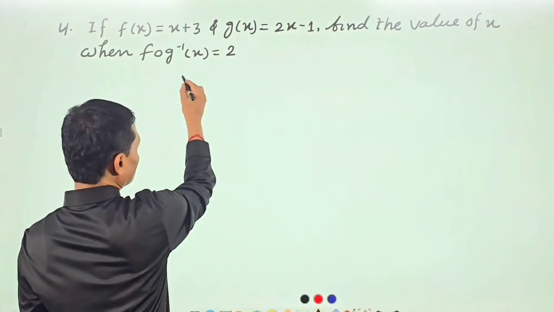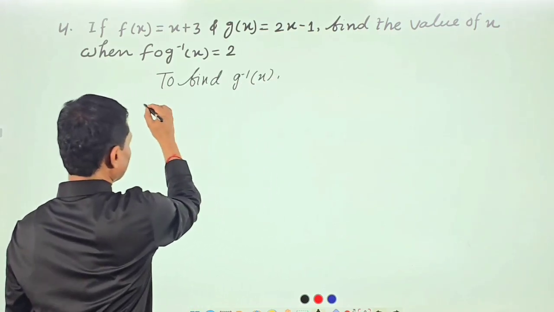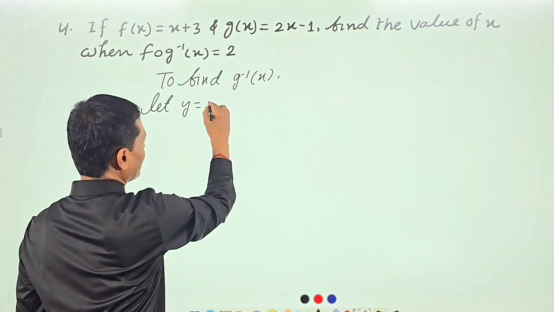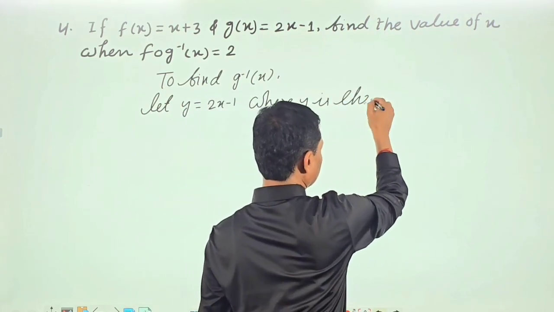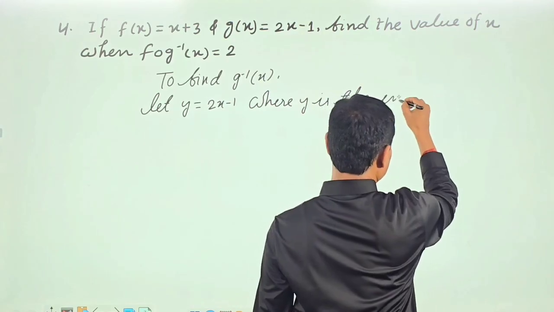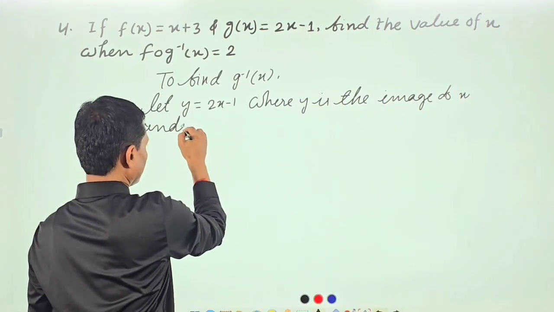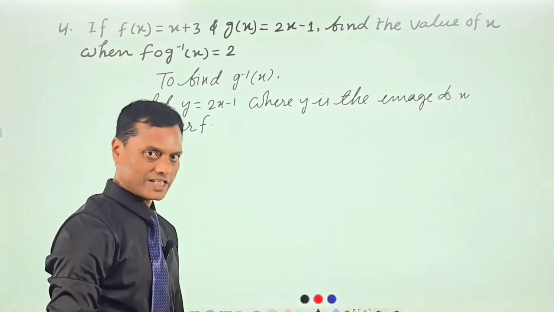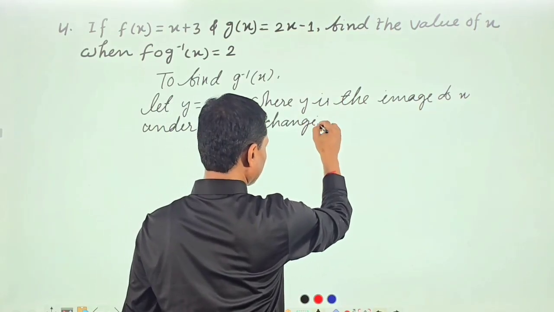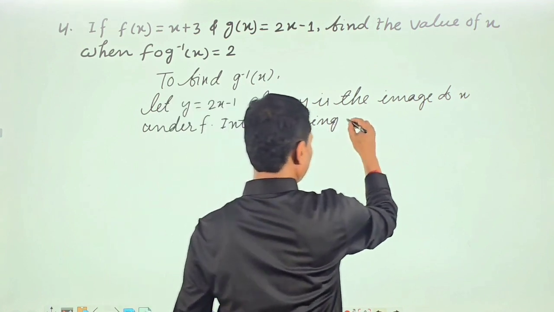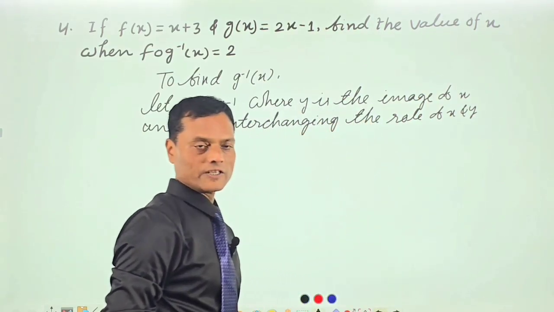Okay, so first of all you have to write here, to find g inverse x, let y equals to 2x minus 1. Then you have to write here where y is the image of x under f. After that, same sentence, interchanging the role of x and y. Just we are going to interchange the role of x and y.